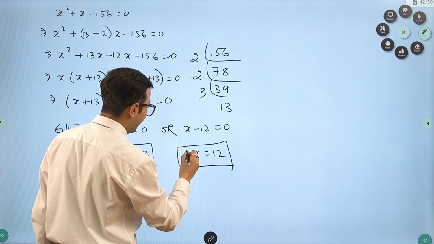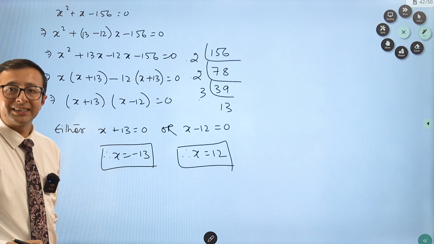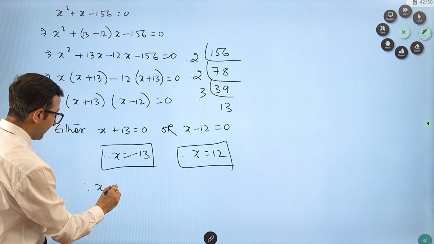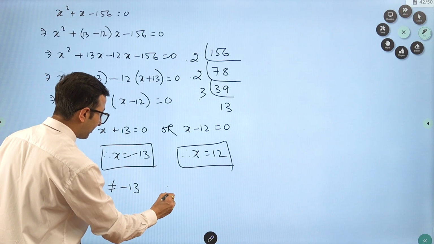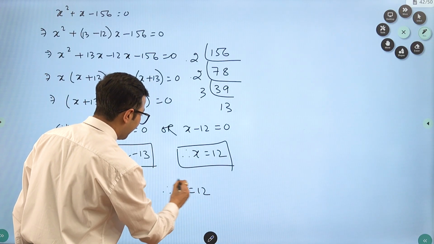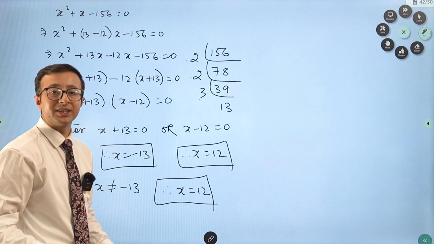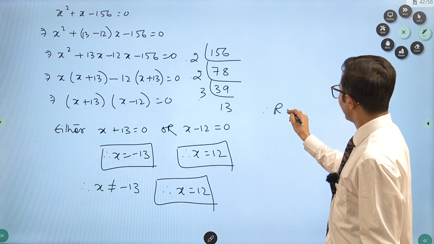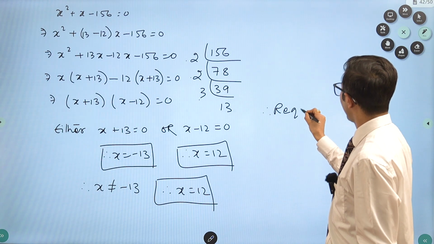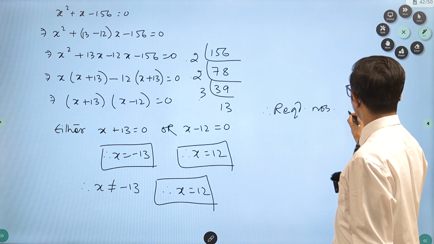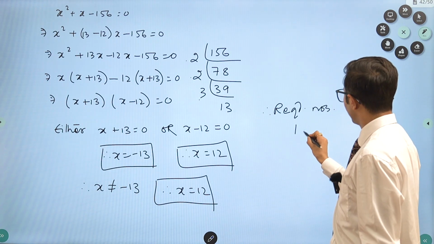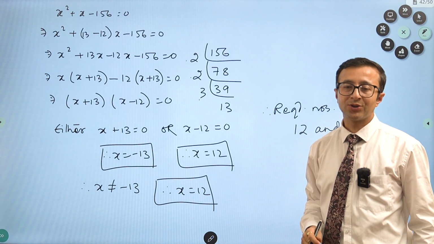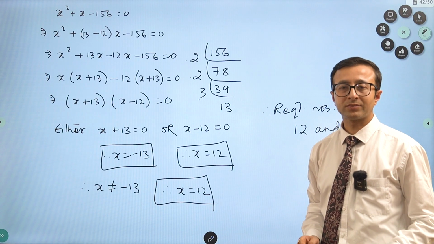Now we have two values, but what is that x? x is a positive value, therefore x cannot be equal to minus 13, therefore the value of x is 12. If one of the values is 12, then what is its consecutive? That is 13. Therefore the required numbers are 12 and 13. So this is the solution for this problem.